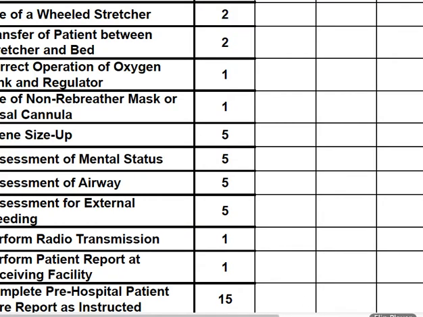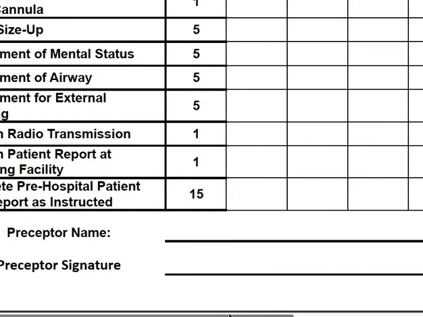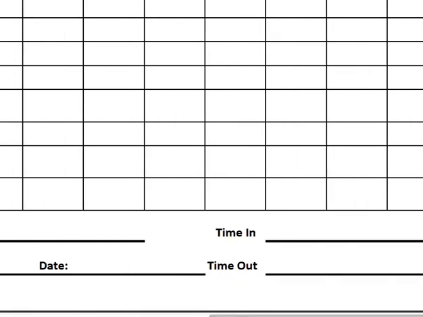The next thing is the preceptor's signature, which goes underneath it. Of course, it's just their standard signature, and then they need to date it, or the date needs to go there. Next is the time you got there, and then the time you left. So that needs to be filled in completely.